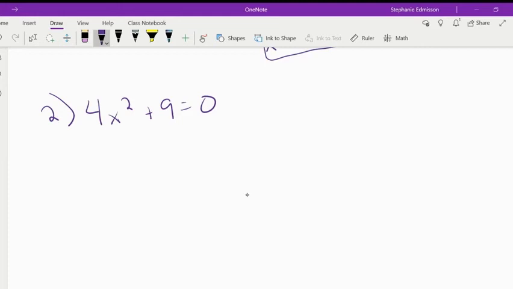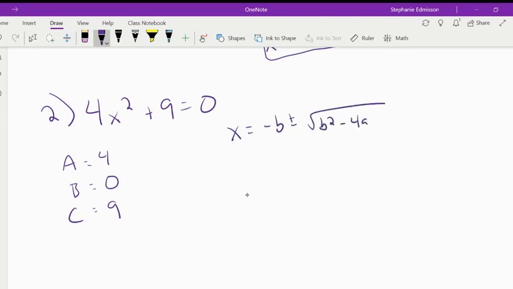And also, it could be solved by the isolation method, but since right here we're focusing on using the quadratic formula, that's what we're going to do. a, b, c. a equals 4, b equals 0, c equals 9. Okay, so here we go. x equals negative b plus or minus square root b squared minus 4ac all over 2a.